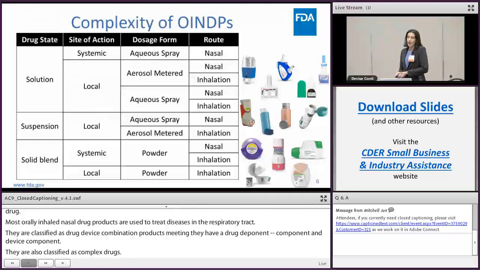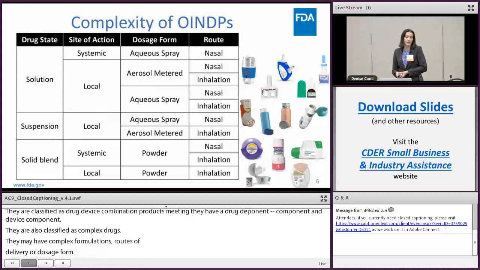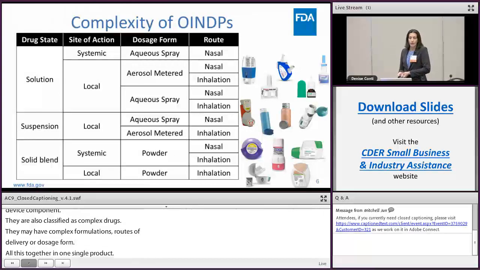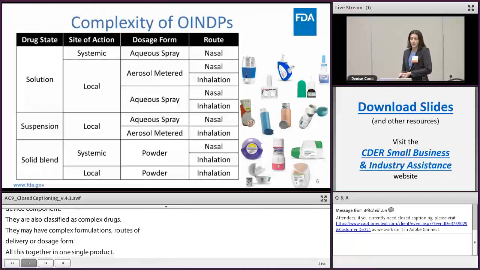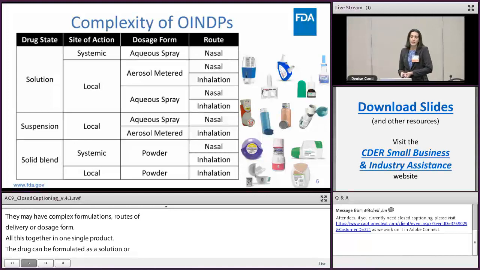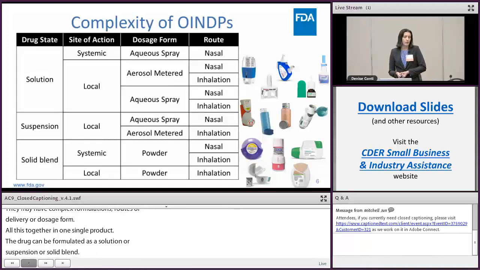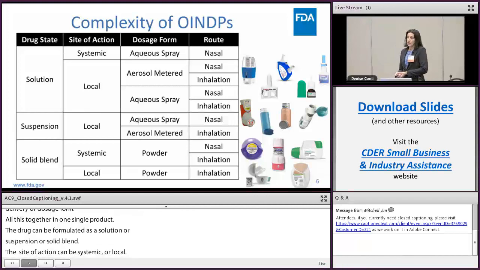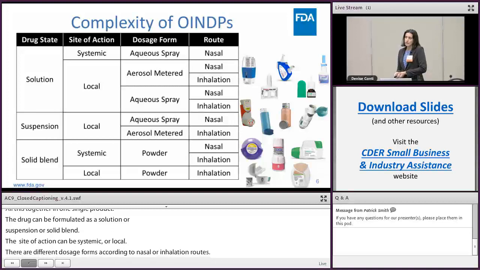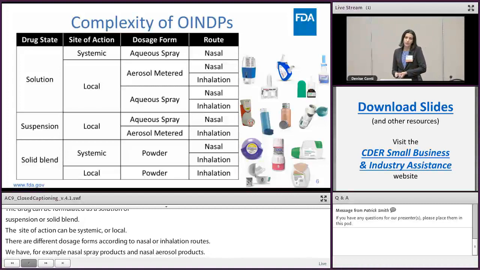So the drug can be formulated as solution, or suspension, or a solid blend. The site of action can be systemic or local. There are different dosage forms according to nasal or inhalation routes of administration. So we have, for example, nasal spray products and nasal aerosol products. We also have inhalation sprays and inhalation aerosols. And the same for powder formulations for nasal or inhalation administration.